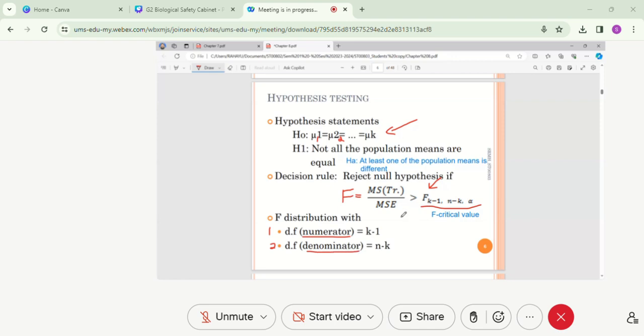This is the degree of freedom for treatment. If you have k treatments, the degree of freedom is equal to k minus 1. And this is the degree of freedom for error. If the total number of observations regardless of treatment is n, and k is the number of treatments, then n minus k is the degree of freedom for the error.